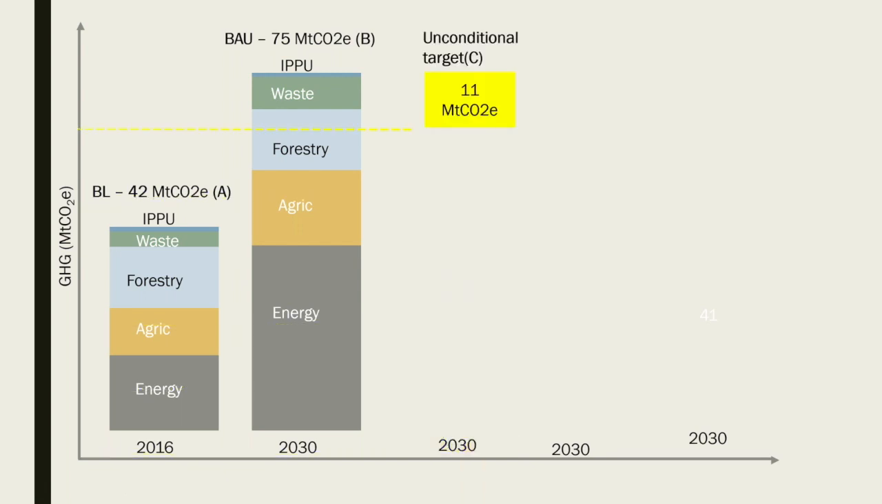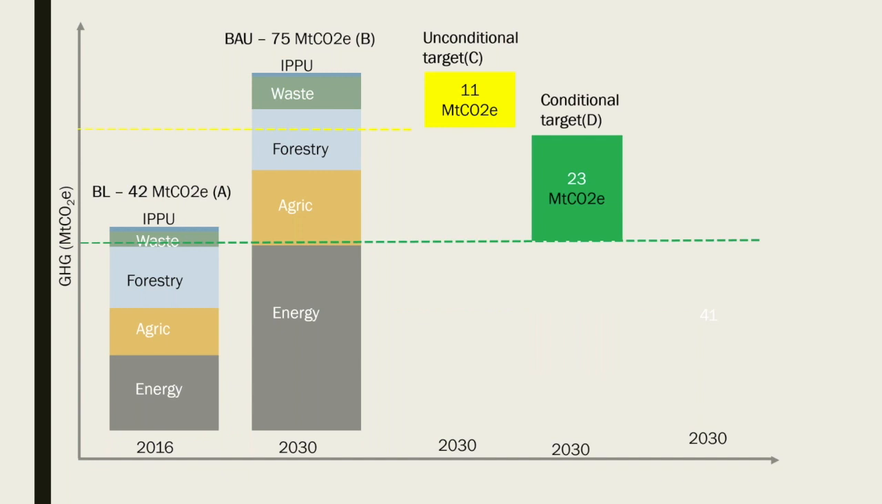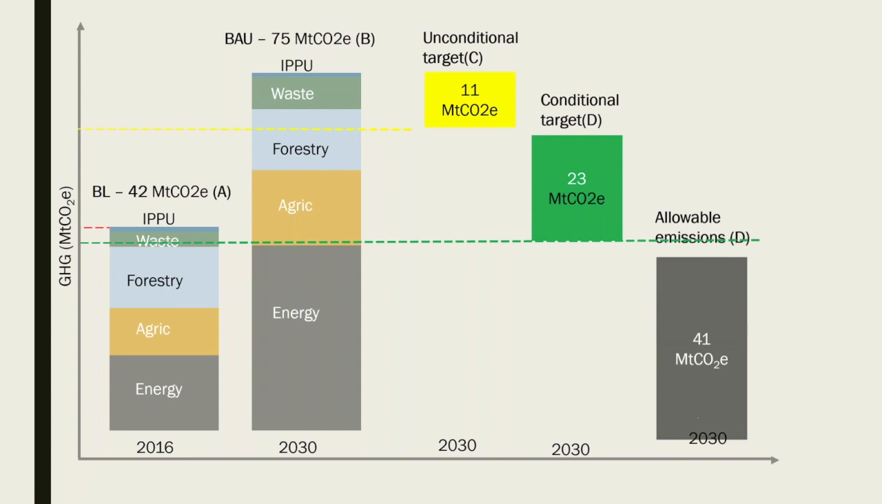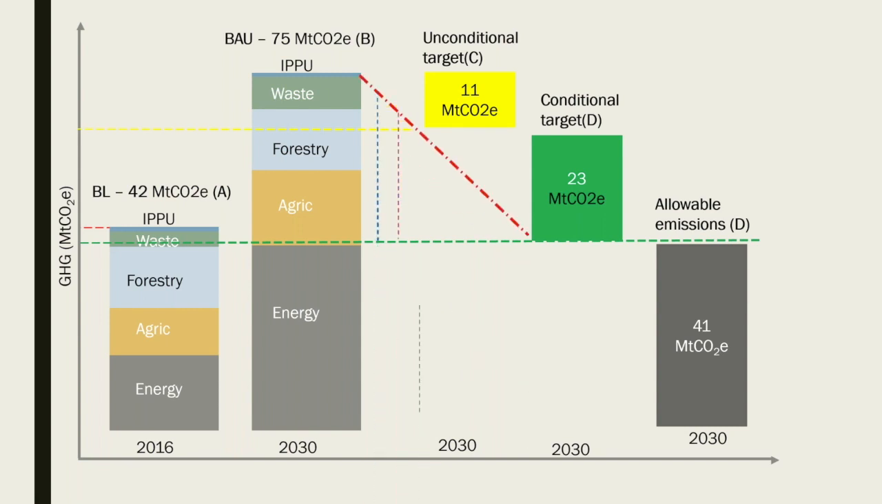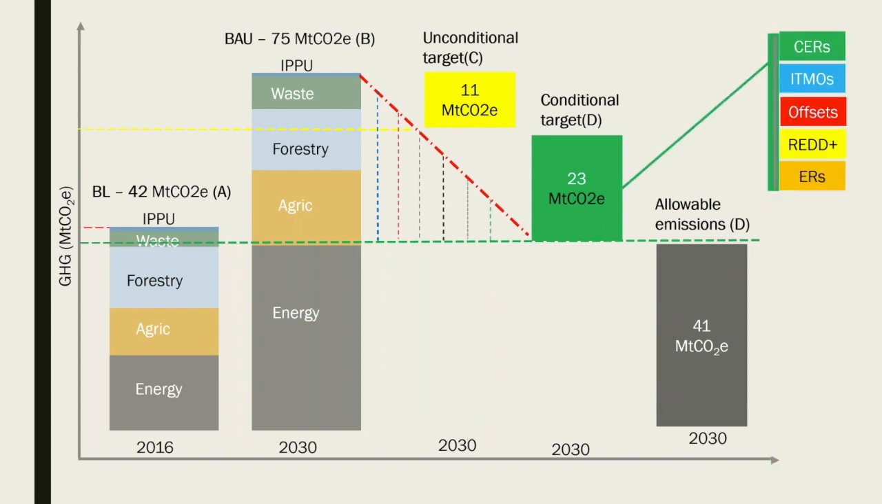Now we have 11 million ton unconditional targets, which is to be implemented by 2 measures in energy and forestry. And then we have an additional 18 measures that would lead to 23 million tons. What is left is the emissions that would be accounted for in the GHG inventories when we account for all the emission reductions and the rest that is left. And the red line, these are the lines that we are going to use to measure the progress towards attaining our target.